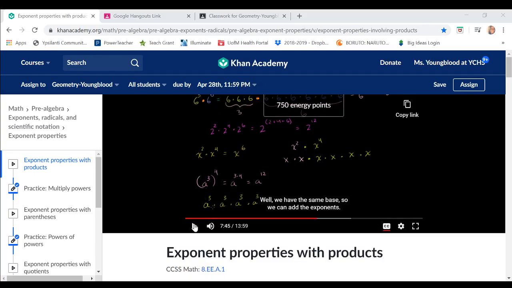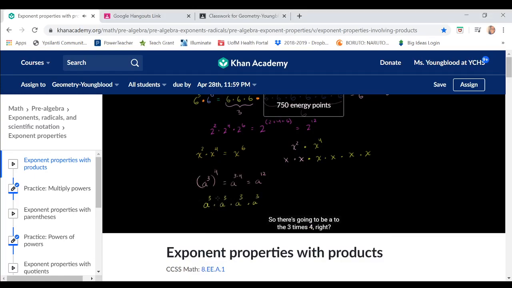Let's see how he finishes it. We have the same base, so we can add the exponents. So this is going to be a to the 3 times 4, right?